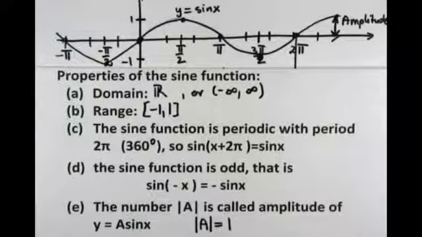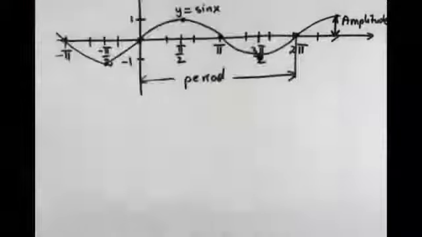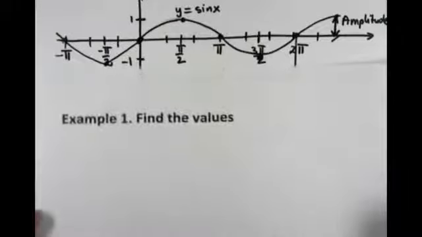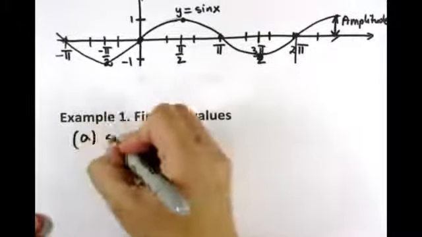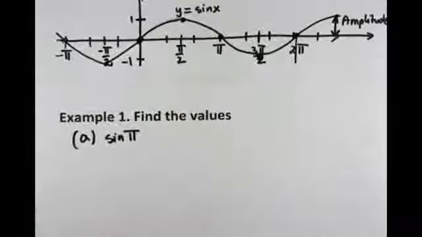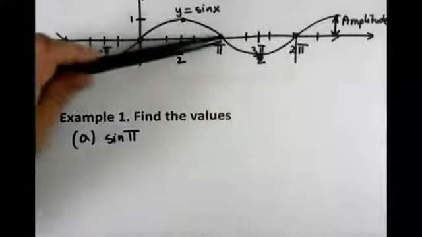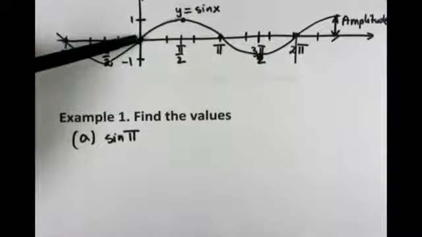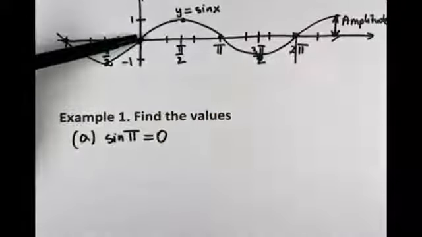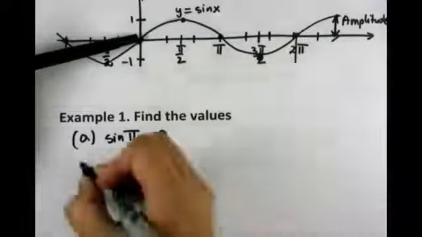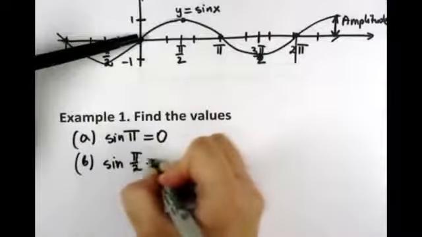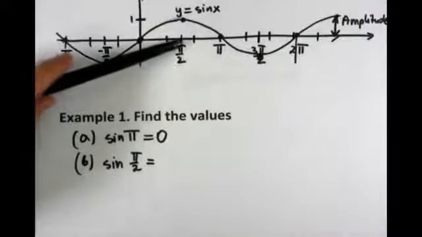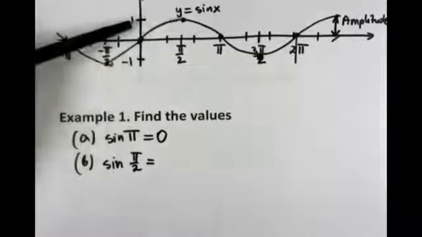So now from the graph we can read a couple of values. Find the values of the function. We have A, sine pi. I look at sine pi, how high is my function, at zero level. So sine pi, the value is zero. And then B, sine pi over 2. I check pi over 2, where the value of the function is 1.